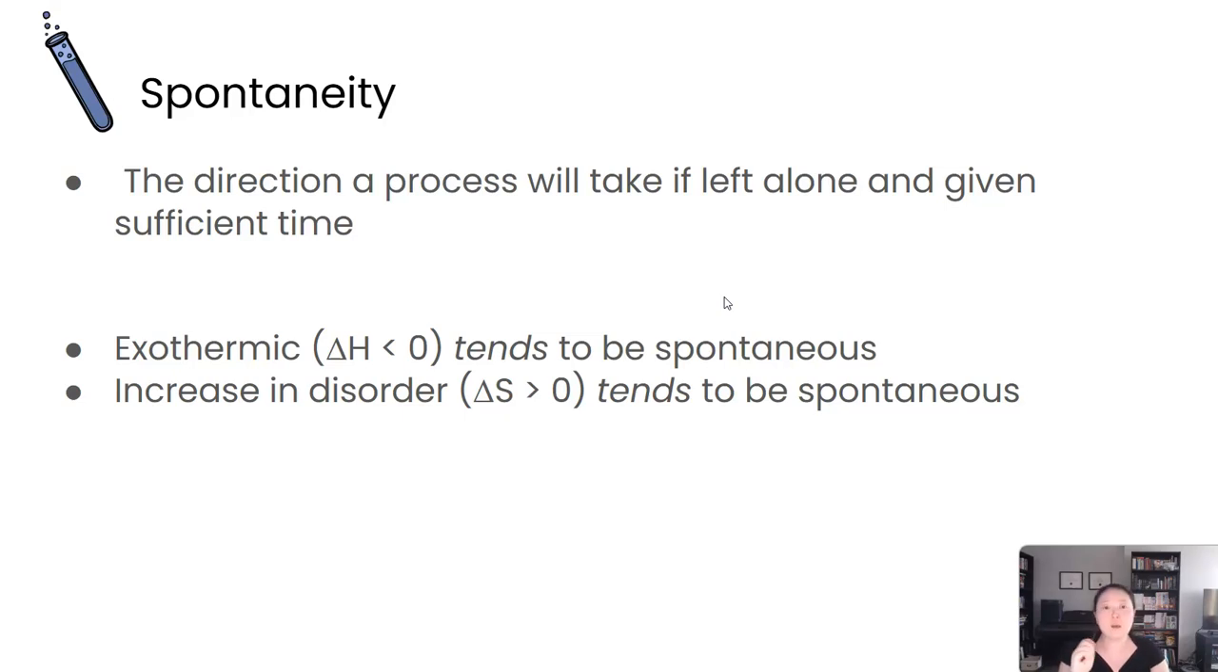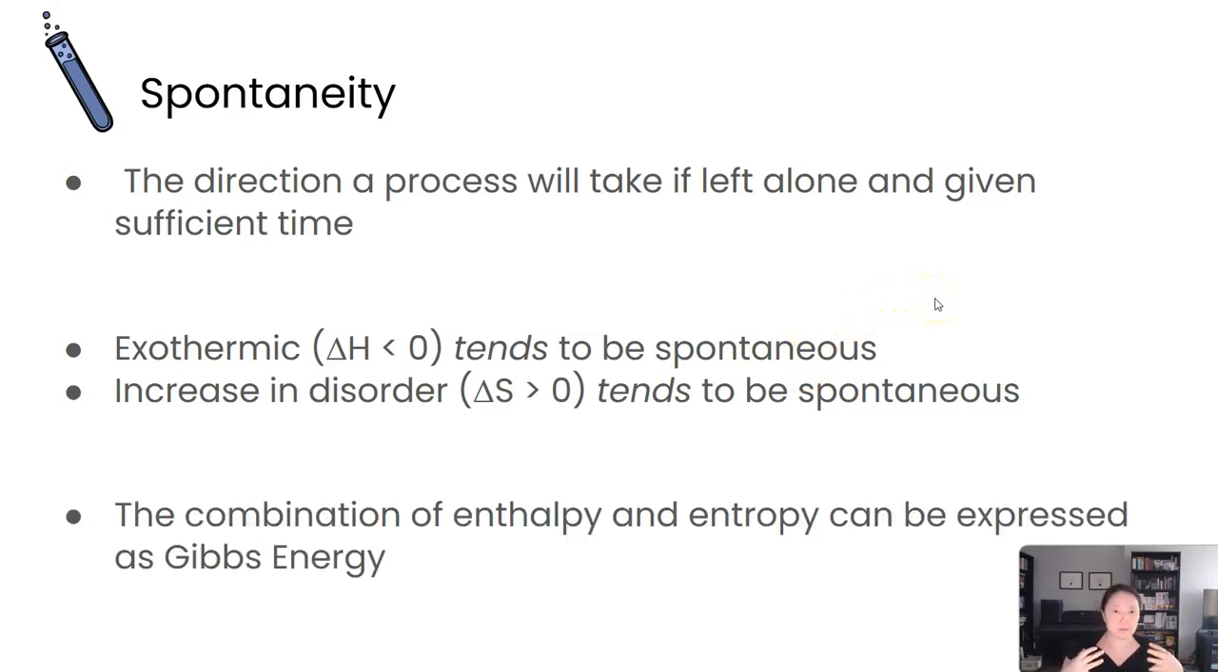It'll be easy to figure out if something is going to be spontaneous or not if it's both exothermic and increases entropy, or if it is endothermic and decreases entropy. Then you know if it's clearly spontaneous or not spontaneous. But it can get a little bit more complicated if it's not as straightforward, but you can take these values and put them together, and what you get when you put them together is referred to as Gibbs energy.